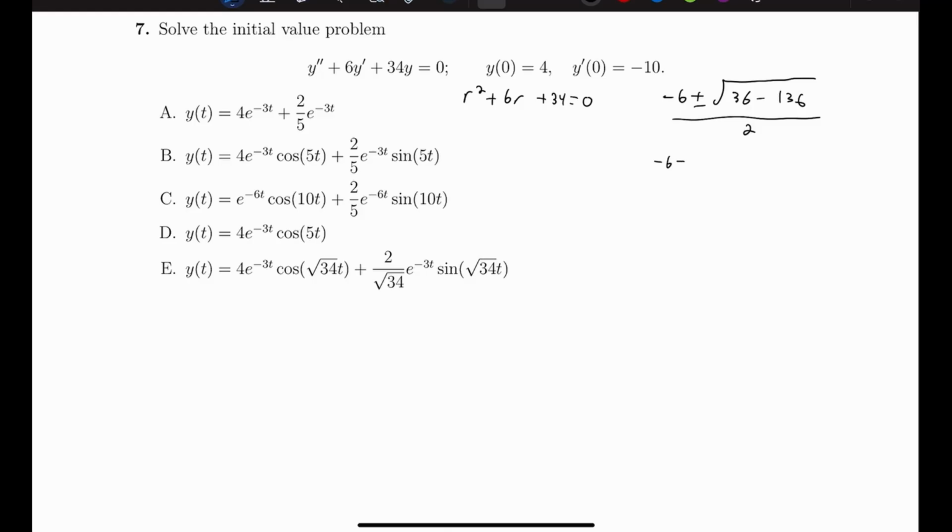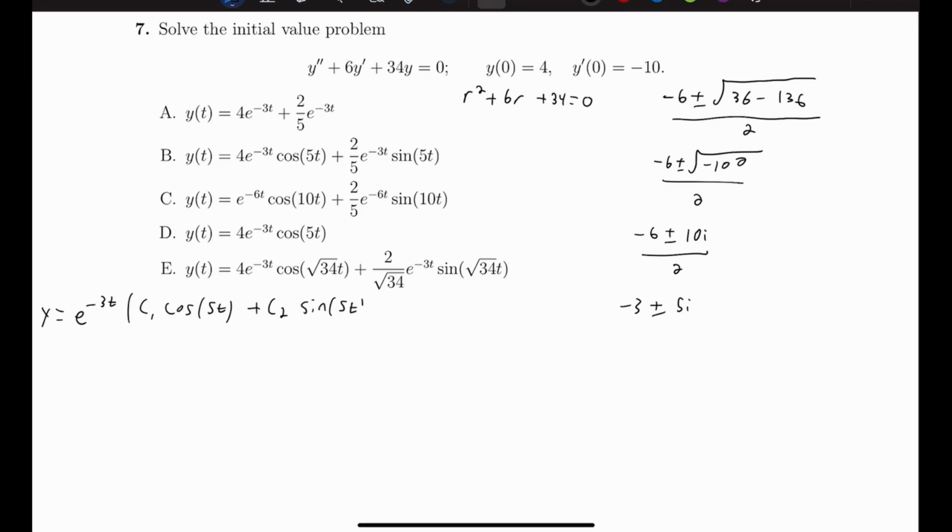This will become negative 6 plus or minus the square root of negative 100 over 2, and that's negative 6 plus or minus 10i over 2, and then simplify that to negative 3 plus or minus 5i. When we have a term that looks like this, we have both our real part and an imaginary part. We write that as y equals e to the negative 3t from that real part times c1 for our first unknown coefficient, cosine 5t coming from that imaginary part, plus c2 sine of 5t.